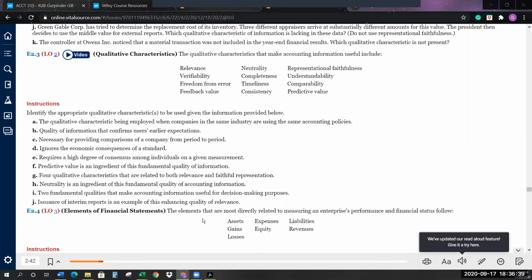Timeliness, what is timeliness? Any idea? They should be available on time to make a decision. That's right. So what does it mean? What is the good time?